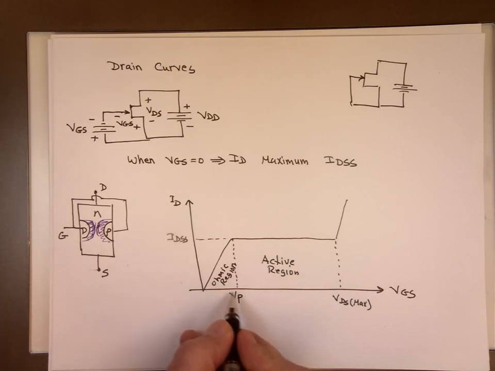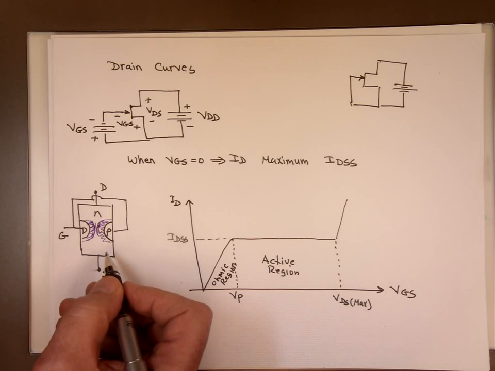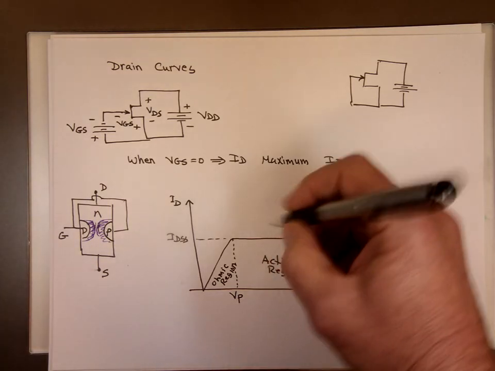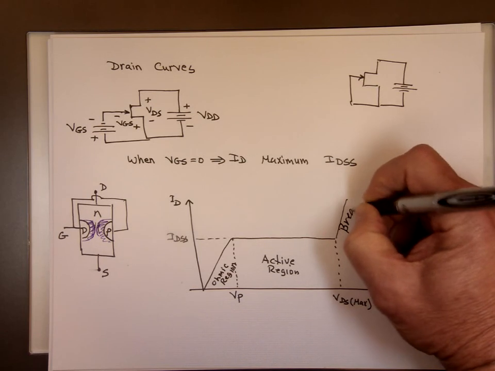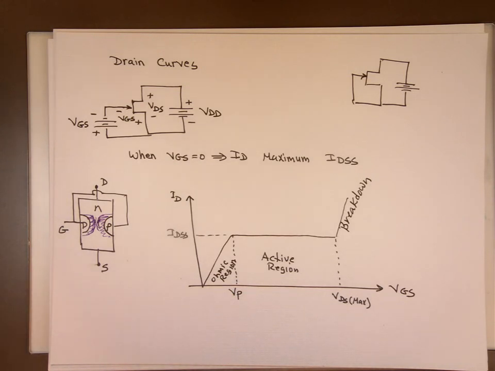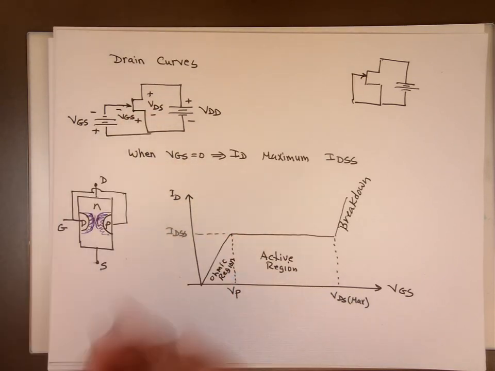So the minimum value beyond that is called VP, the pinch-off voltage. And this value is called VDS maximum. What happens when you go beyond that? You are in the breakdown voltage. So this is when the system is in breakdown mode. So right there between VP and VDS, you can look at this FET or JFET as working like a current source. It looks like it's acting just like a current source.